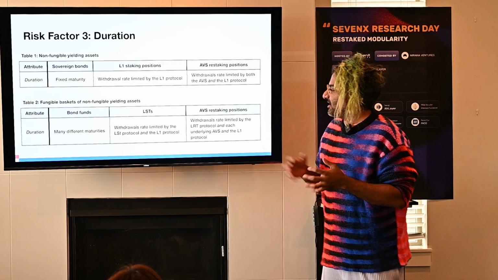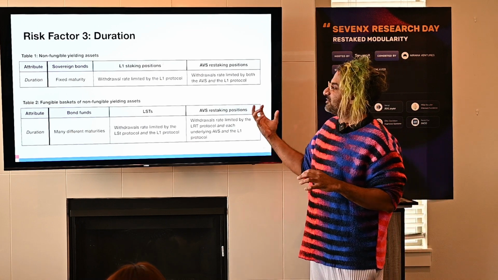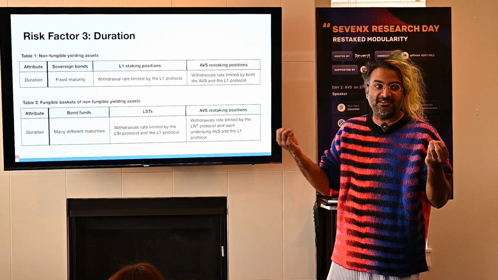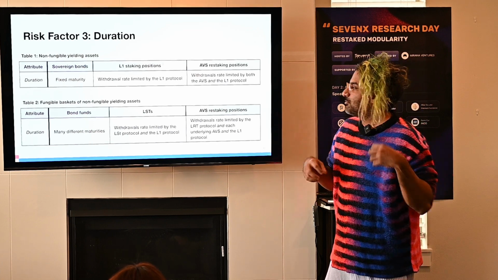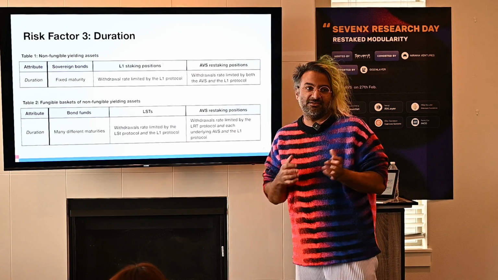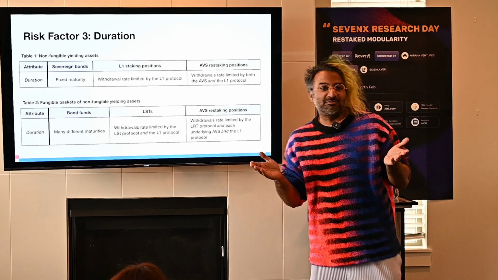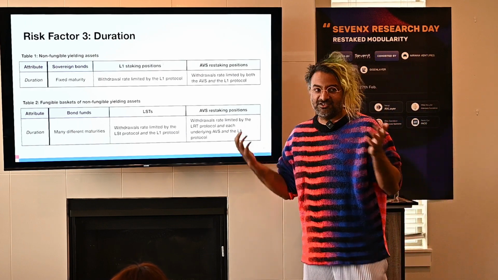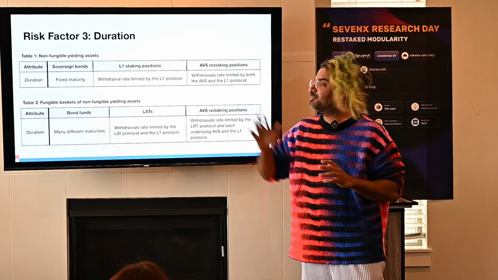So duration is the first factor where crypto assets and TradFi assets differ a lot in these risk dimensions. Most bonds around the world are fixed to maturity. So I say that there's a certain number of years that I'm going to pay you interest for before I give you back the principal. Mortgages and stuff are different, but for sovereign bonds, this is true.